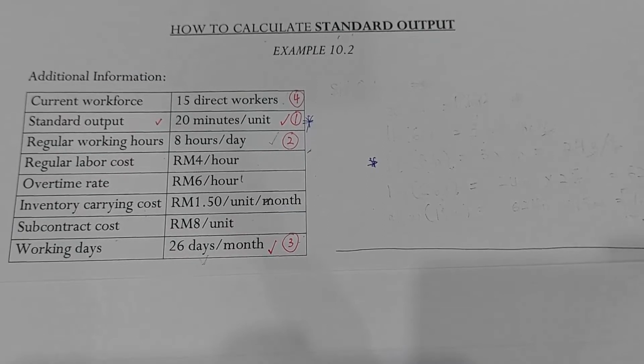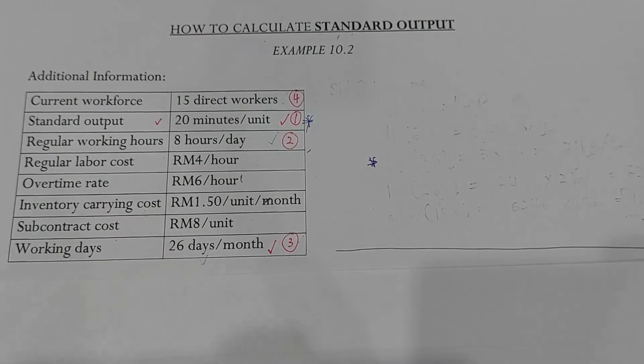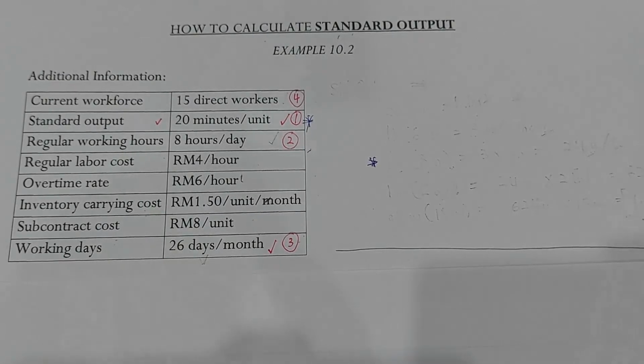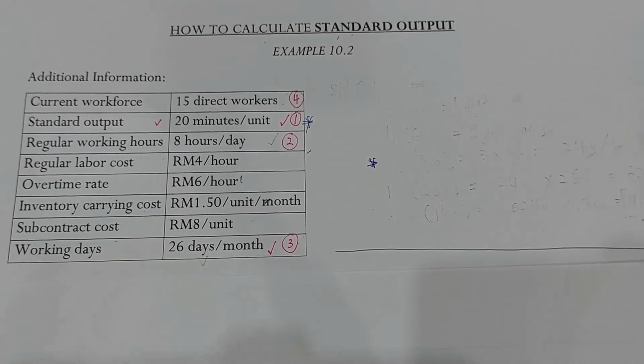Okay, so in order to calculate the standard output, I'm going to show you how to calculate the standard output first, because your aggregate plan relies on your standard output. So you have to make sure that the standard output is correct first before you proceed to preparing a full set of aggregate plan. So please refer to example 10.2 in your textbook. So I'm going to use this information just to show you how to calculate the standard output sahaja.